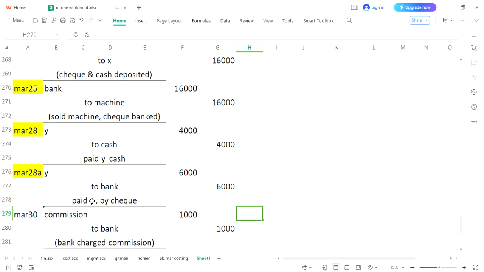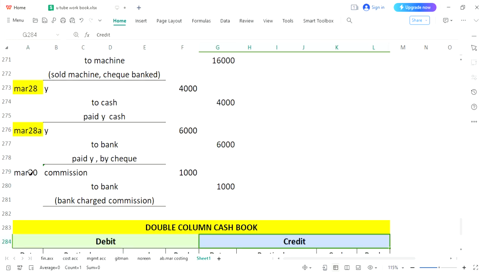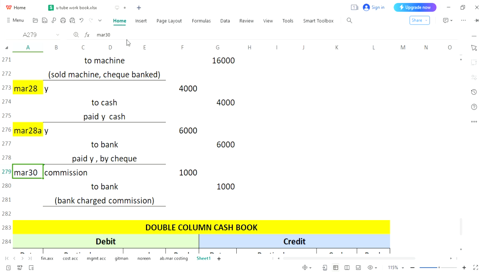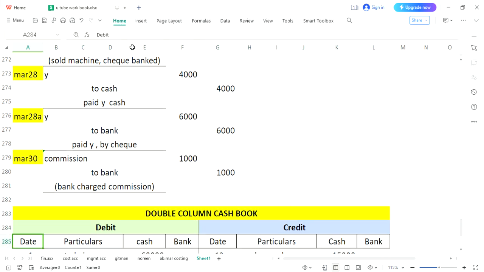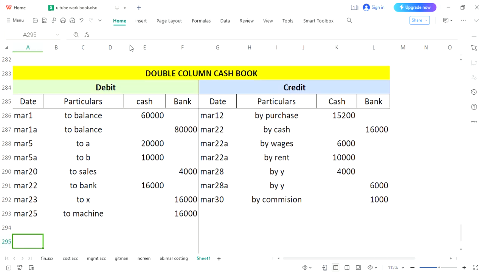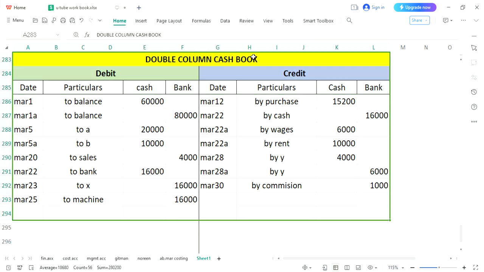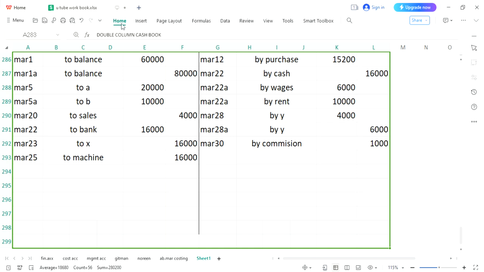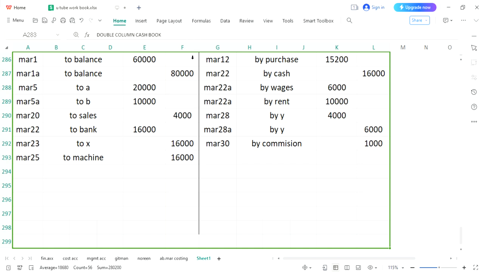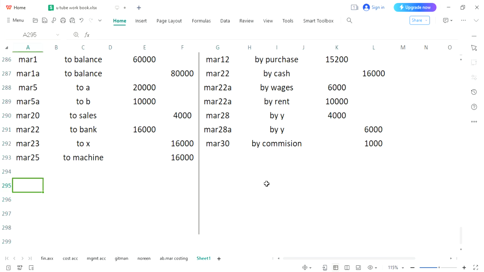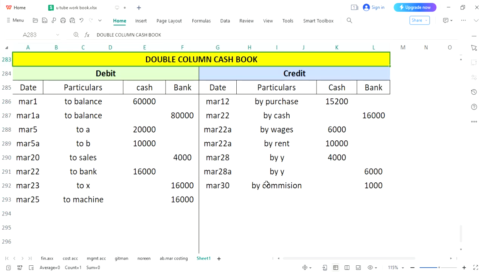After March 30, as you can see, the entries are completed. All of the entries are posted in the double column cash book. So after completion of posting, we now need to calculate the balance. Please note it down. For calculation of balance, there are a few steps. Cash balance would be calculated separately and bank balance would be calculated separately.